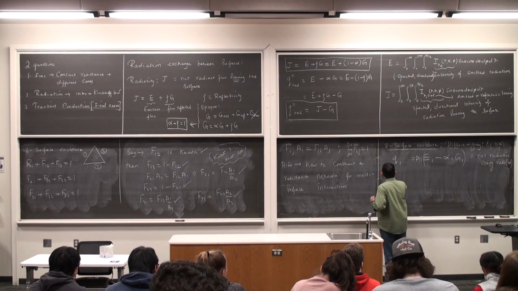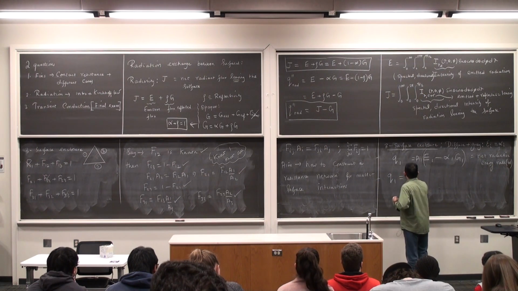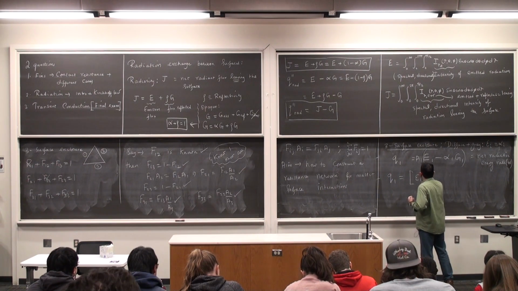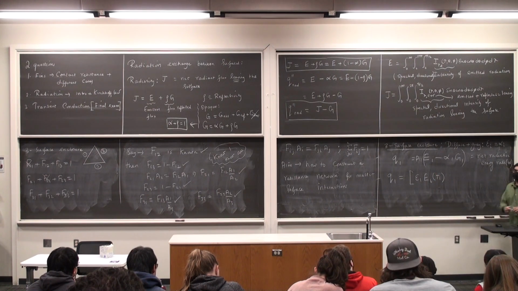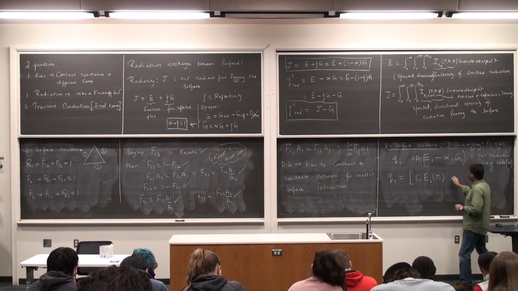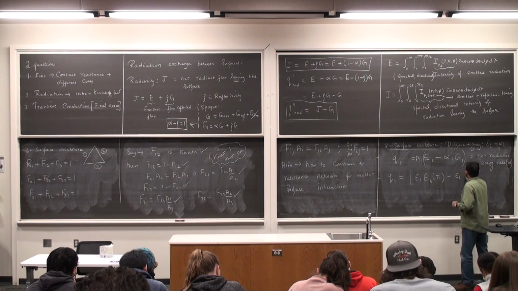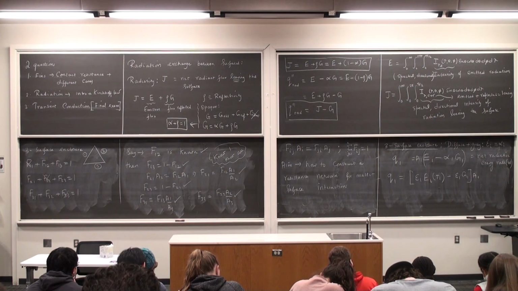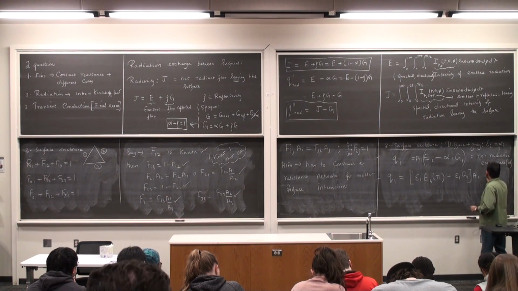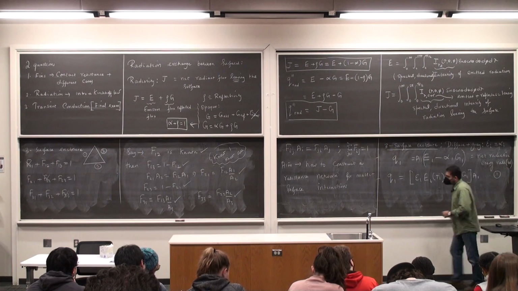So Q1 is now epsilon 1 EB at the temperature T1 minus epsilon 1 G1 multiplied by the area A1. Okay? So this is equation 1.